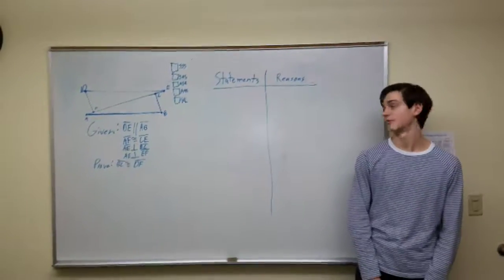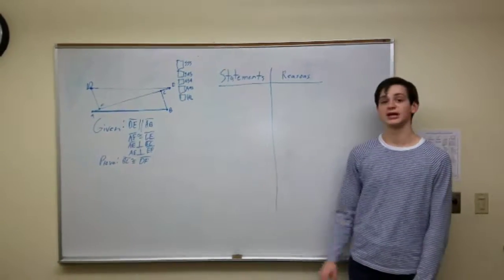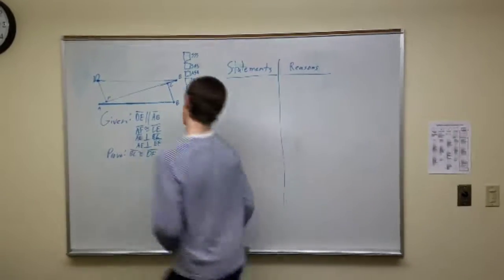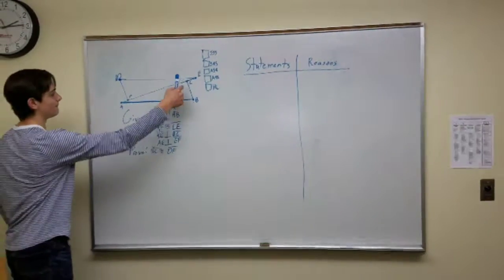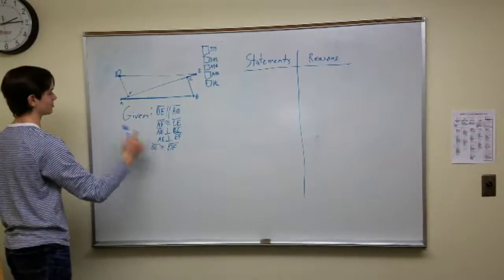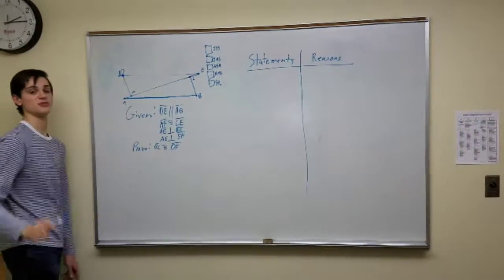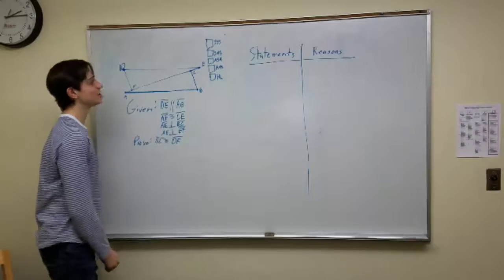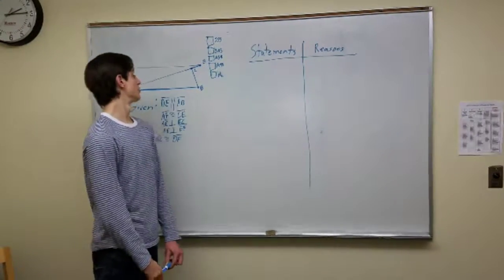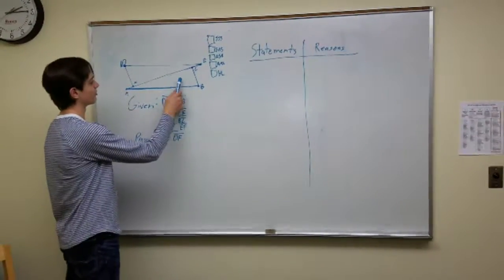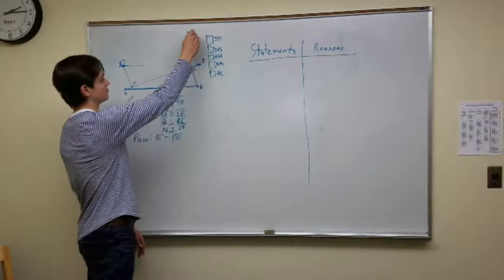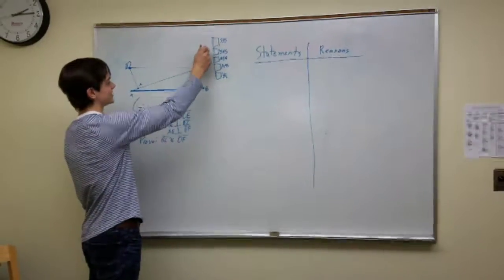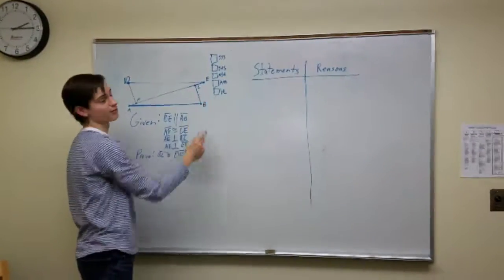Hello class, today I'm going to be going through a step-by-step guide on how to prove that line BC is congruent to line DF. To do this, we'll first have to prove that they're triangles, but that is a little bit later down this. The first thing that I like to do when I'm trying to prove that two triangles are equivalent to each other is write down these boxes, and you use these in the end to prove that they're equivalent.